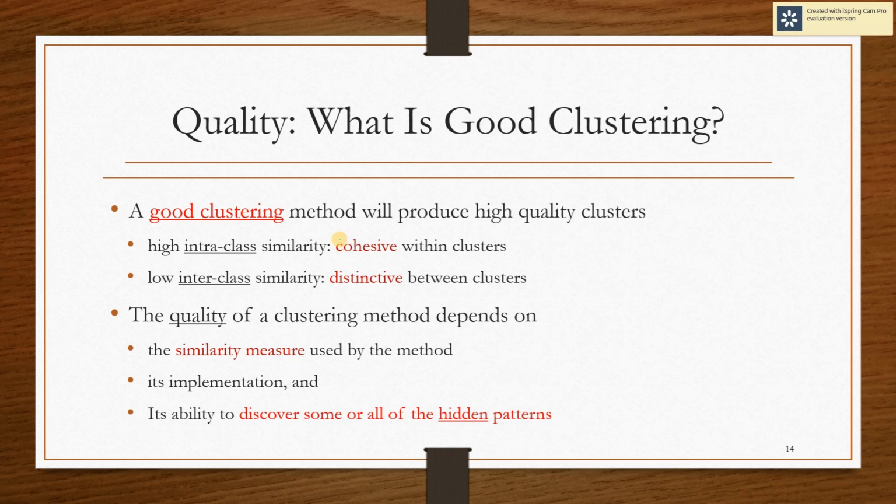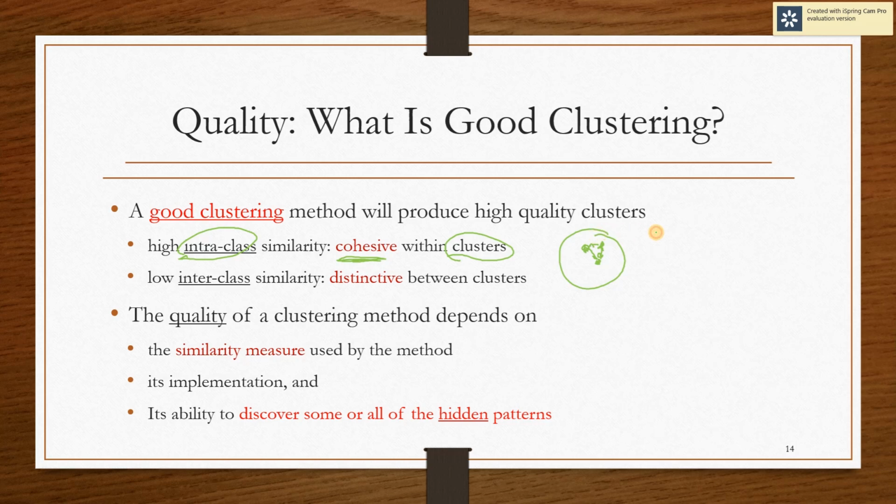So what is a good clustering? A good clustering method will produce high quality clusters, meaning that you are going to have high intra-class similarity. Intra-class is within the class, the cohesiveness between objects in the cluster. So you have a few objects inside a cluster, and this is the cohesiveness within the cluster.